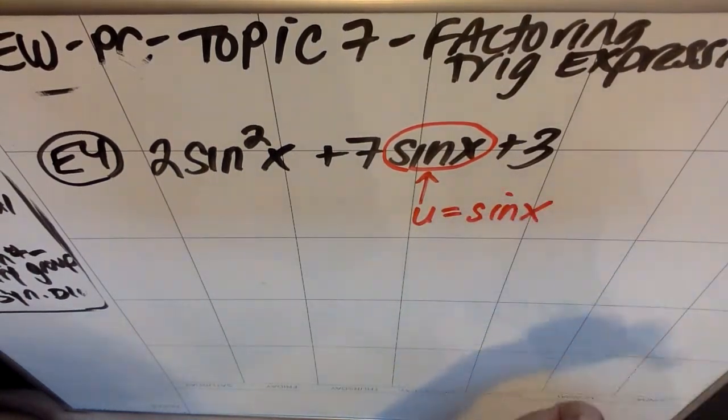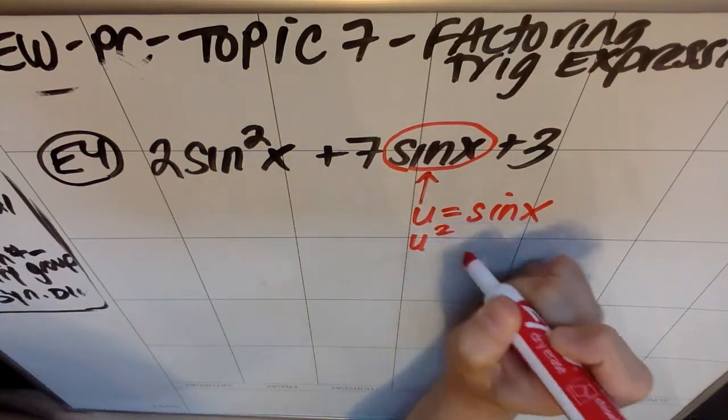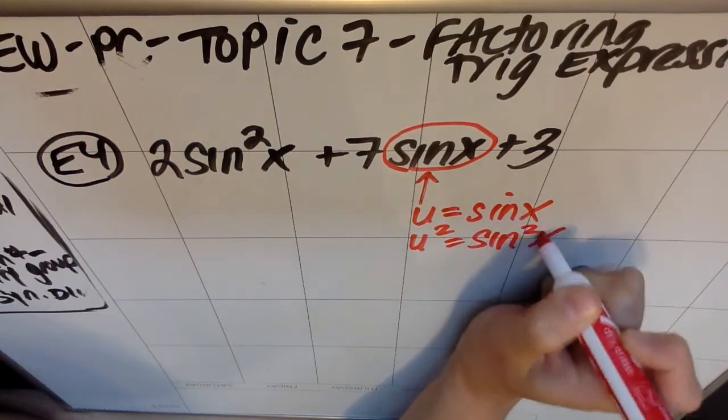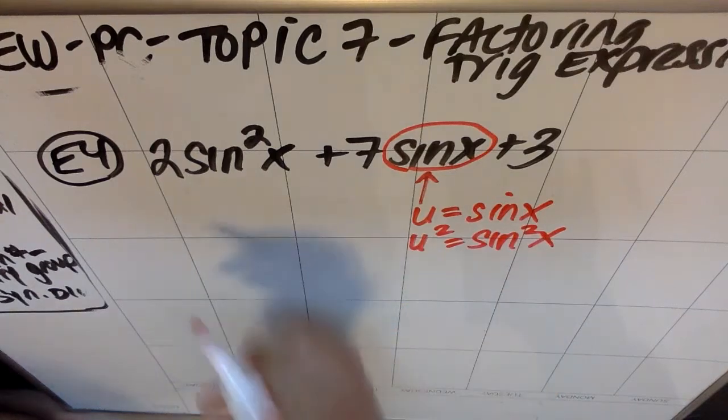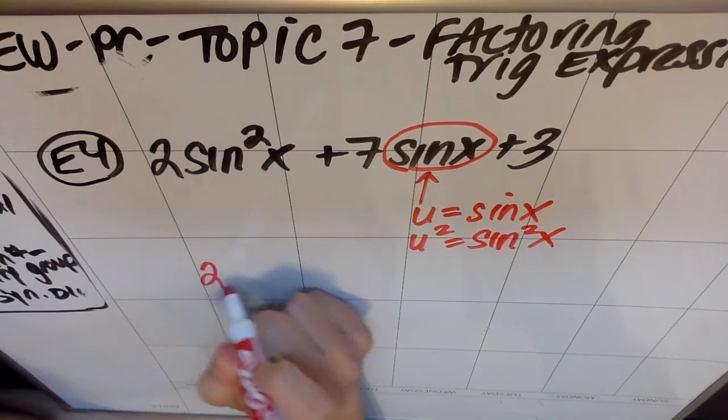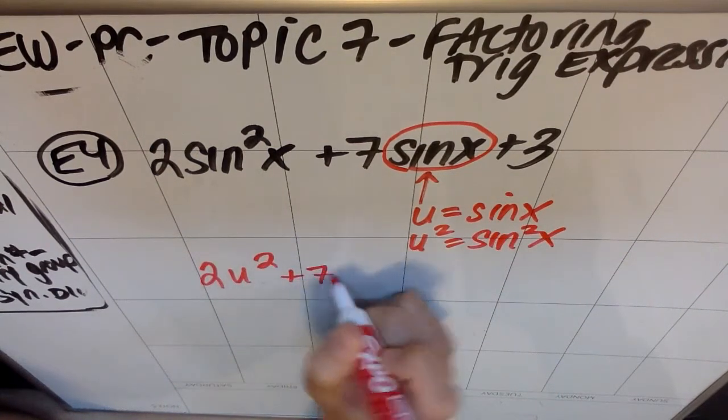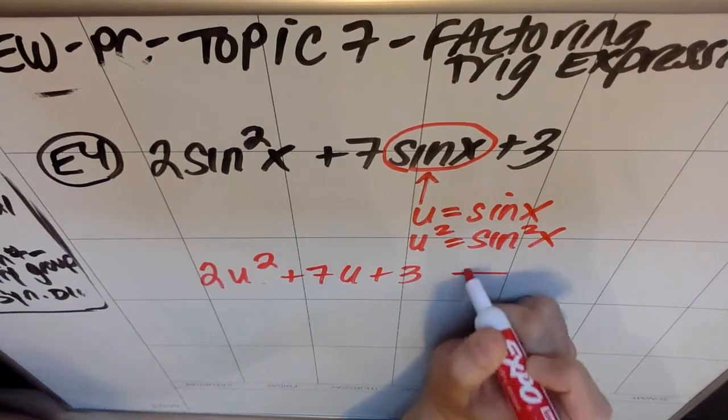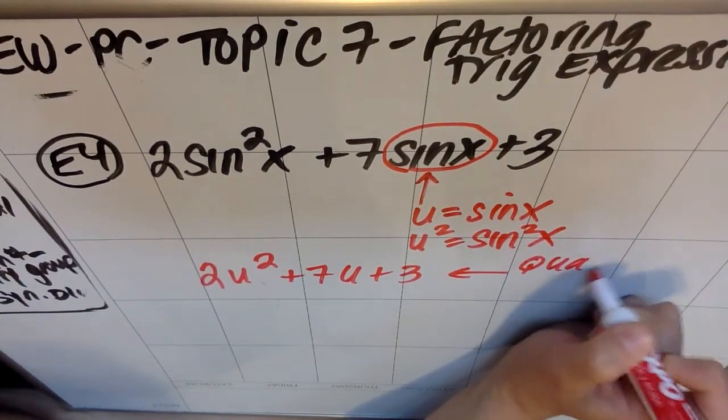It doesn't have to be u, but I'm going to call it u. I think we can agree that that would make u squared a sine squared x. So let's say I use that substitution and say 2u squared plus 7u plus 3. Well, this is totally a quadratic trinomial.